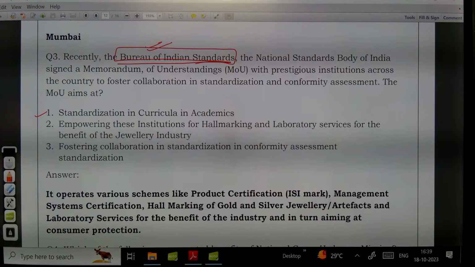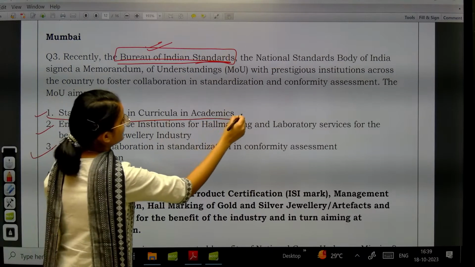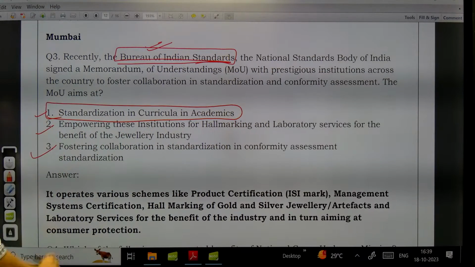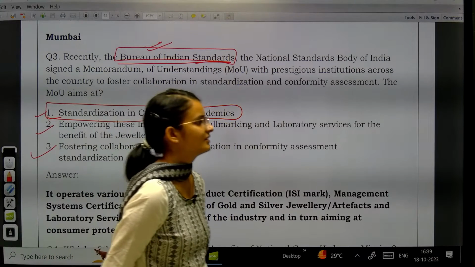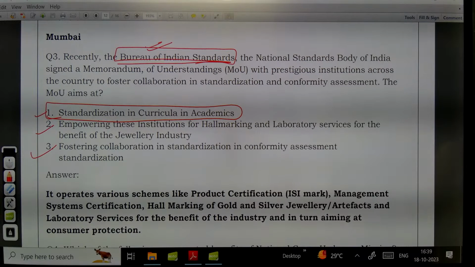Empowering these institutions for hallmarking laboratory service. This is also correct. Fostering collaboration in standardization in conformity assessment standardization. This is also correct. First option was this only or something different? Can you confirm? Was this academics option there or not? I think it was there.